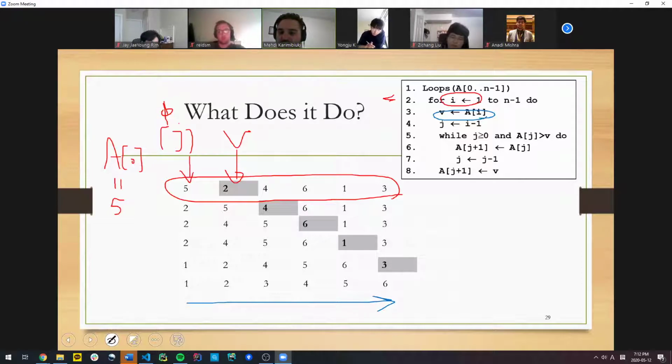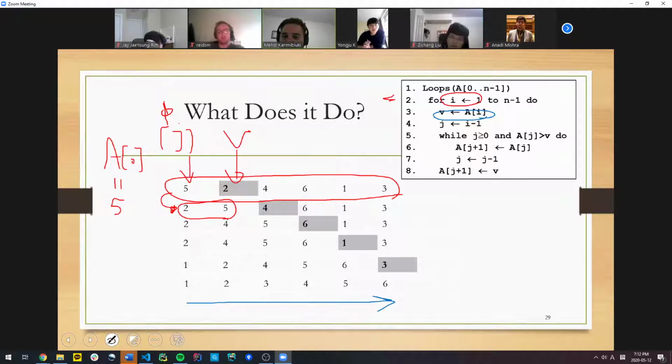Do the following. Replace A[J plus 1] with A[J], so A[0]. What is J plus 1? It's A[1]. So it's going to replace 2 with 5 essentially in the next run. That's what has been done, right? And then you're going to say give J minus 1 to J, right?